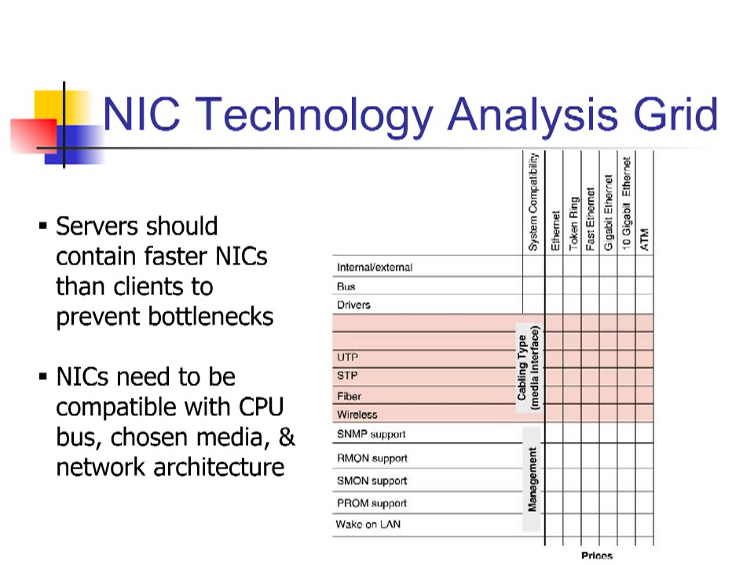So if you look at the grid over here on the right, you can see that there are boxes, and as you're looking at a particular component, you would identify if it's Ethernet, token ring, fast Ethernet, gigabit Ethernet, 10 gigabit Ethernet, or ATM. Is it an internal interface or an external interface? What's the bus type and the drivers? Does it support UTP, STP, fiber, wireless?